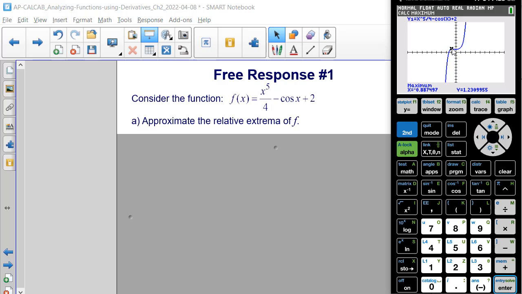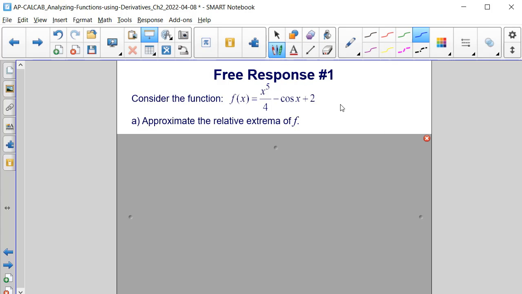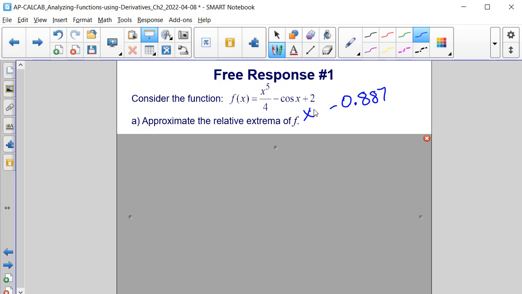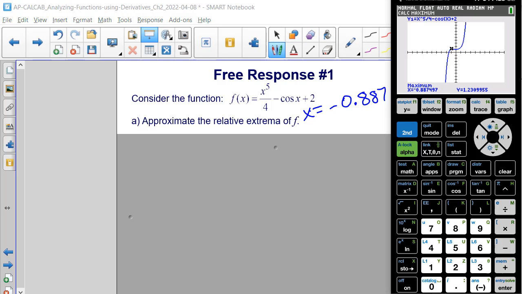And it gives it to me as negative 0.887. So that's one value. Negative 0.887 is one relative extrema. And that's when x is equal to that value.